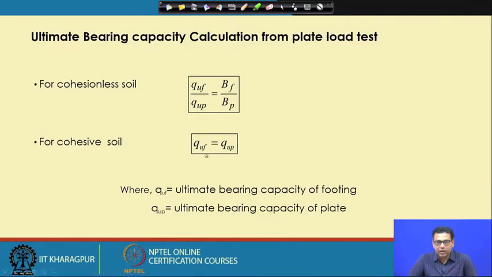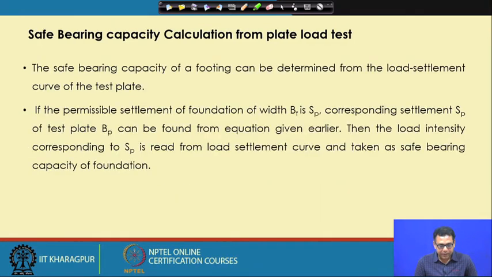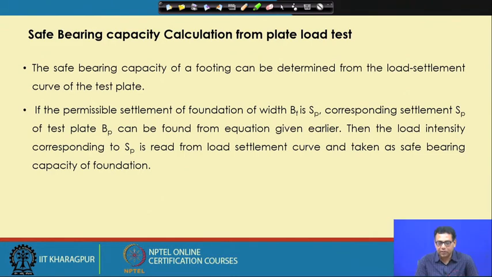That is why the ultimate load carrying capacity of the plate is equal to the ultimate load carrying capacity of the foundation. But remember that your soil should be homogeneous. So, these are the correlations in terms of bearing capacity. Now, how will I calculate the safe bearing capacity from a plate load test? The safe bearing capacity of a footing can be determined from the load settlement curve of the test plate. So, if you have a load settlement curve, from it we can determine the safe bearing capacity from the plate load test data. Now, how will we do that?